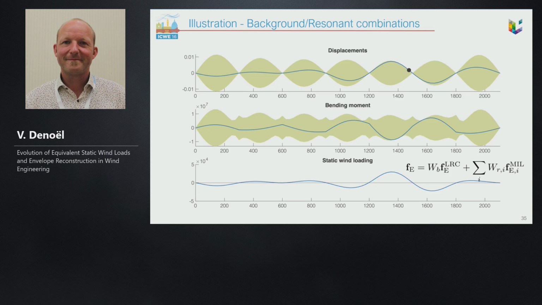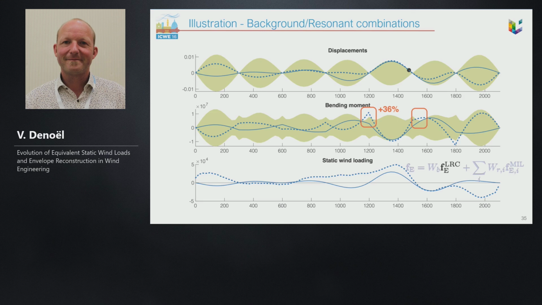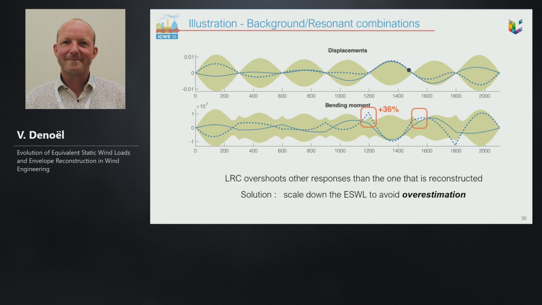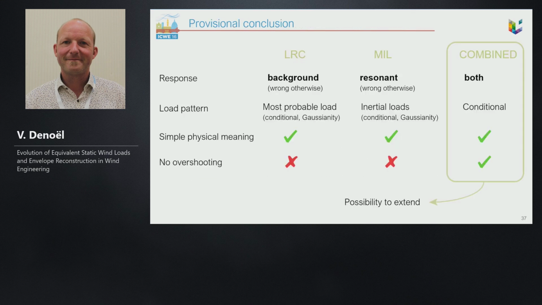The distribution, of course, of the forces looks very realistic, so it could be understood as a realistic distribution of forces on a deck. If we had used the load response correlation method only, this is what we would have obtained, 36% overshooting. I guess you all understood why. This is because the structure behaves in a dynamic manner and not in a static manner, and this is why there was overshooting. We could solve it also with a downscaling factor.